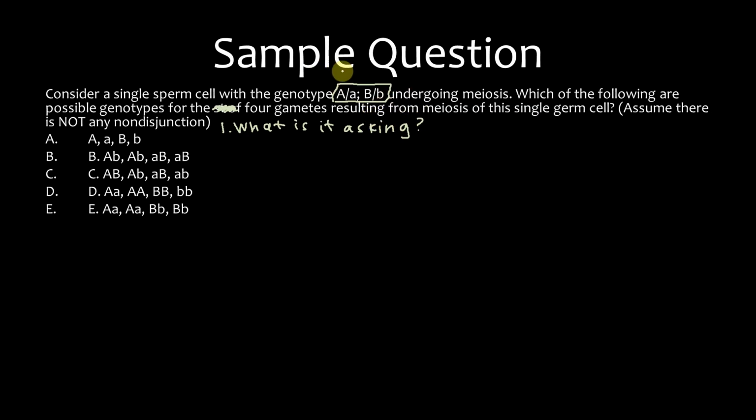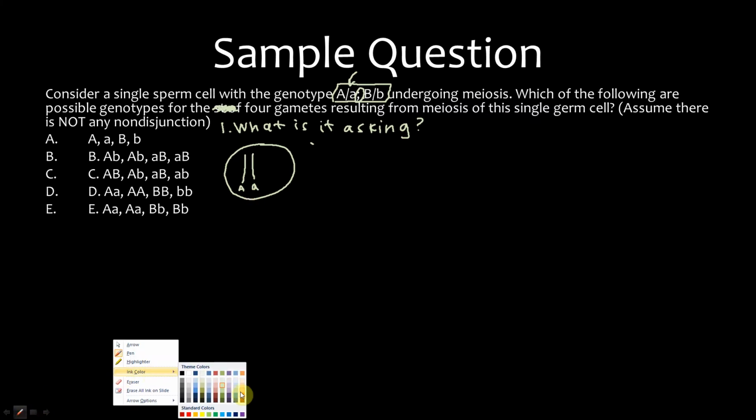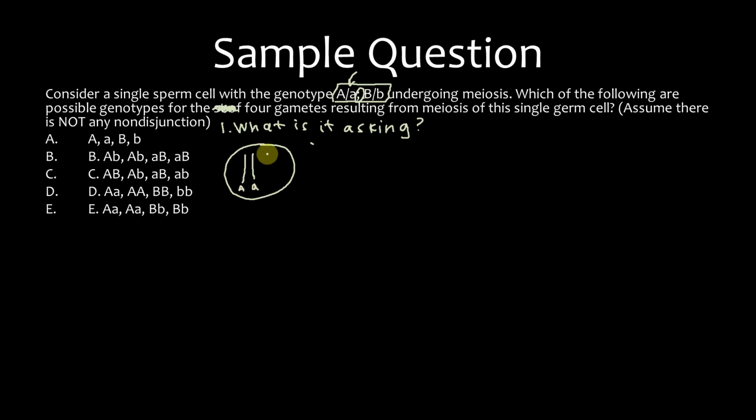So we know that this dash means they are on separate chromosomes, and this means they are separate genes. So if I wanted to draw this cell, what would it look like? Well, here's our cell. We know that big A and little a are on separate chromosomes, so big A, little a. And then I'm going to do B in a different color, in blue. And we know that big B, little b, are also on separate chromosomes. So if we wanted to draw this cell, it actually looks like this.